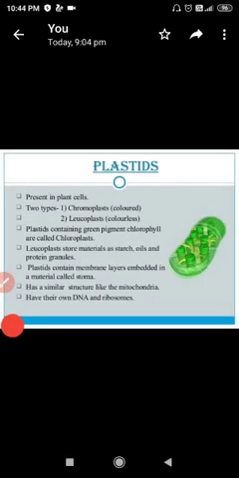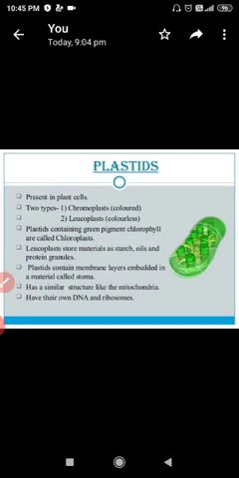Our next slide is for plastid. What is plastid? If we talk about the plastid, it is present in the plant cells. Okay, and these plastids are the cytoplasmic organelles visible under the light microscope. If we talk about the location, these organelles are found in the plant cells and in certain protists but are absent in animal cells. Remember this, they are absent in animal cells.